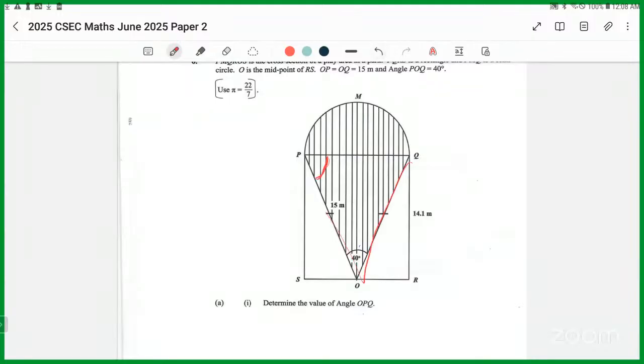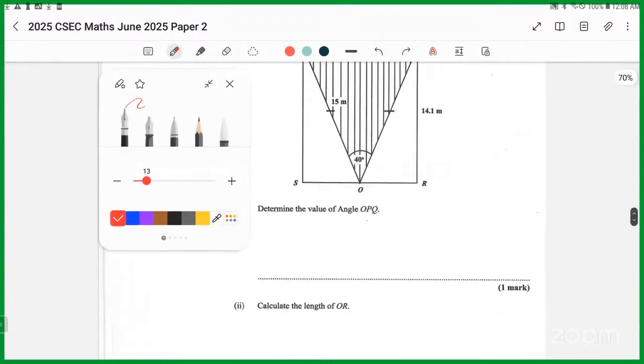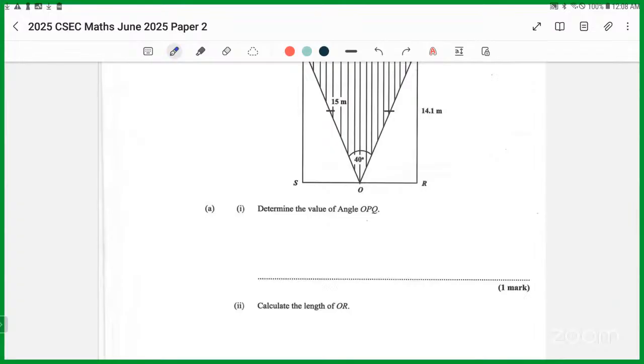But this is an isosceles triangle, so these two angles are the same, because they are opposite the two sides that are equal. The total of the angles in a triangle is 180, and these two are equal. So 180 minus this 40, divided by 2. 180 minus 40 is 140, and 140 divided by 2 is 70 degrees.